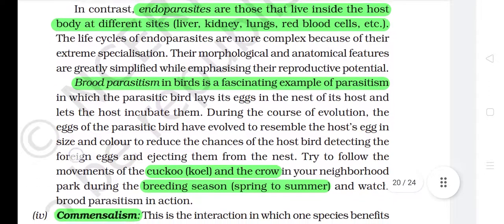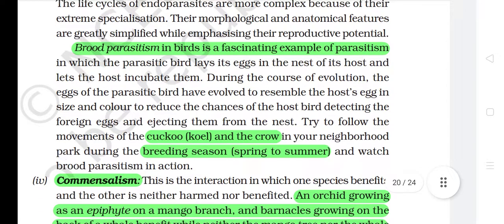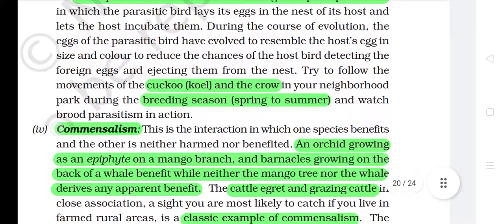Brood parasitism in birds is a fascinating example of parasitism in which the parasitic bird lays its eggs in the nest of its host and lets the host incubate them. During the course of evolution, the eggs of the parasitic bird have evolved to resemble the host eggs in size and color to reduce the chances of the host bird detecting the foreign eggs and ejecting them from the nest. Try to follow the movements of the cuckoo, quail, and the crow in your neighborhood park during the breeding season, spring to summer, and watch brood parasitism in action.